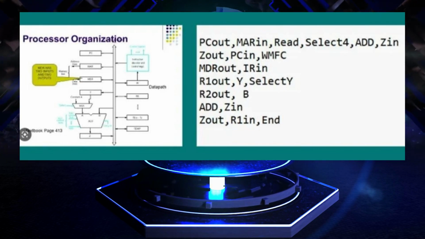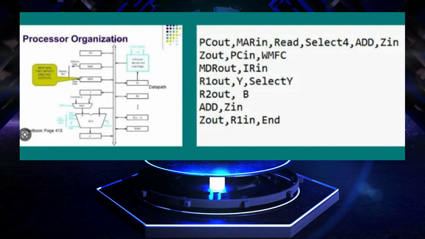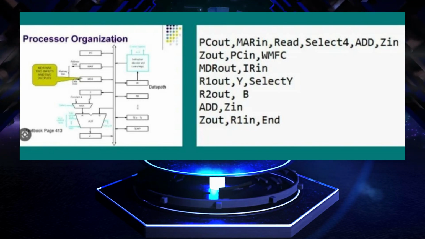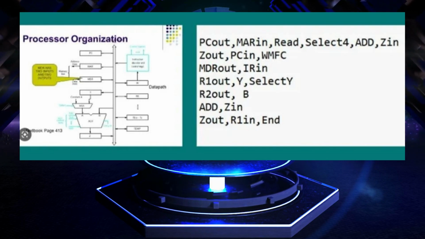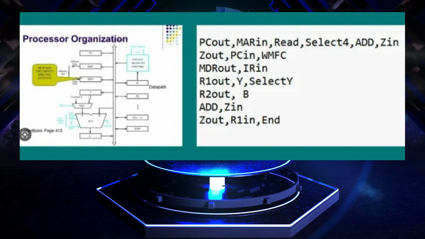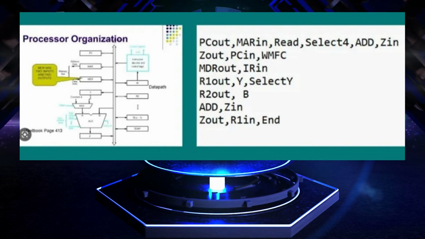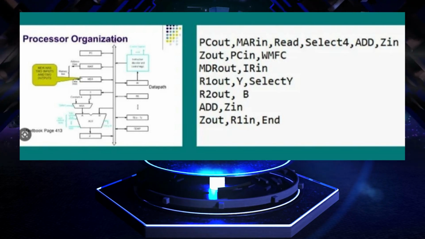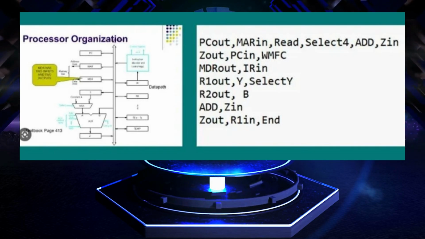But this time we will select the input Y, and here we will get the output of the multiplexer as the content stored in R1. Next we will take whatever content is stored in R2 and store it in B. Now we will ask the ALU to add both of these and the answer will be stored in Z. Lastly we will take this out and store it in R1.